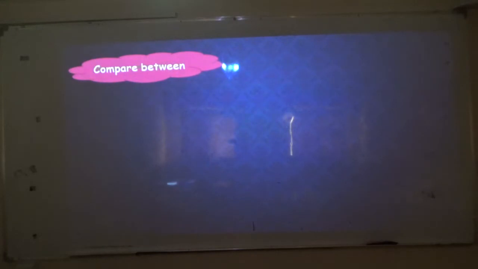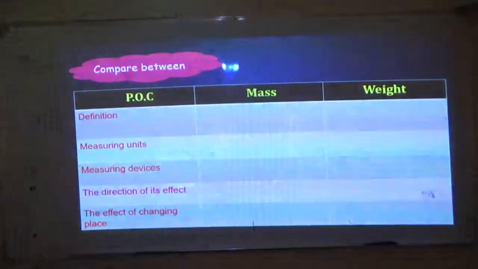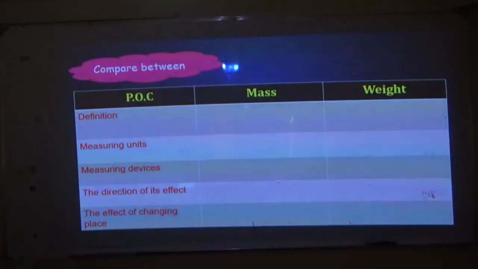Let's compare for evaluation of your session. As an evaluation for your session, let's compare between mass and weight. Number one, I'll start with the definition. We all know the definition means the meaning of each one of them. What is the meaning of mass? What is the meaning of weight?